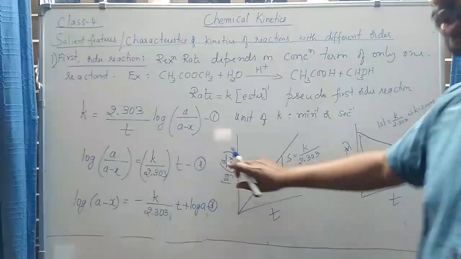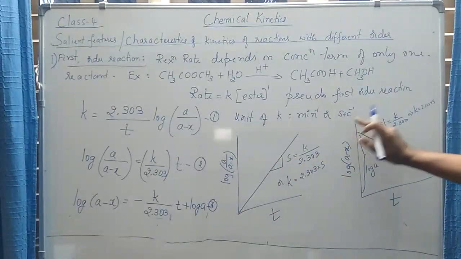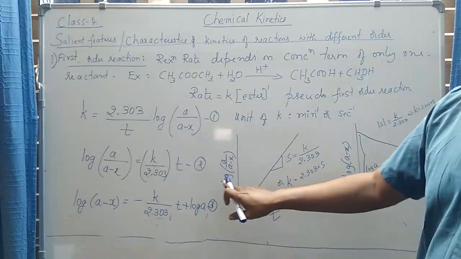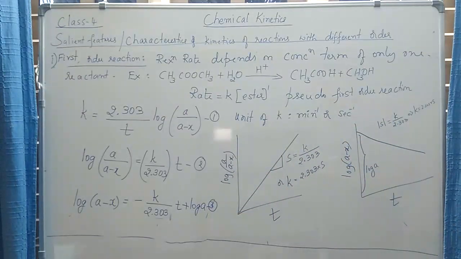Remember, for a zeroth order reaction, the y-axis changes. Either you plot x versus t, or you plot a minus x versus t. But for a first order reaction, the y-axis terms are different. So each reaction, whether it is a zeroth order reaction or a first order reaction, has a characteristic graph, and by using that characteristic graph, first you can ensure whether it is a zeroth order or a first order reaction, and after that, from the graph you can find out the rate constant of the reaction. So this is about a first order reaction. Now let us concentrate on a second order reaction.